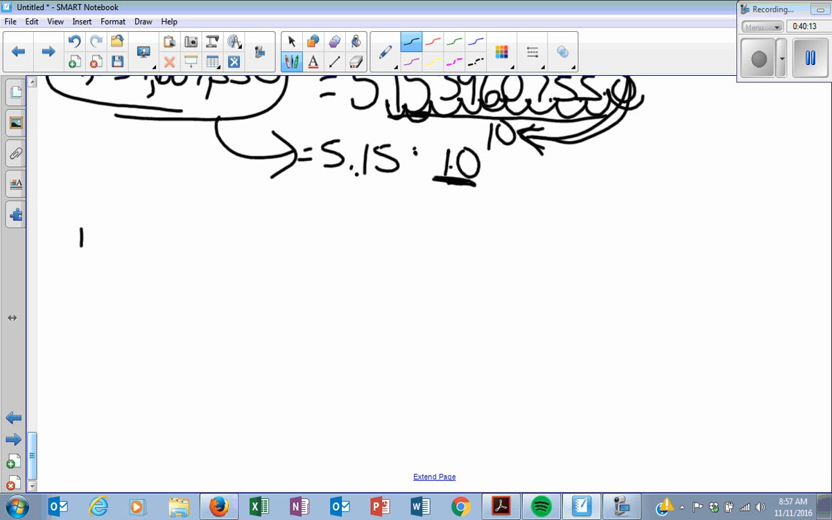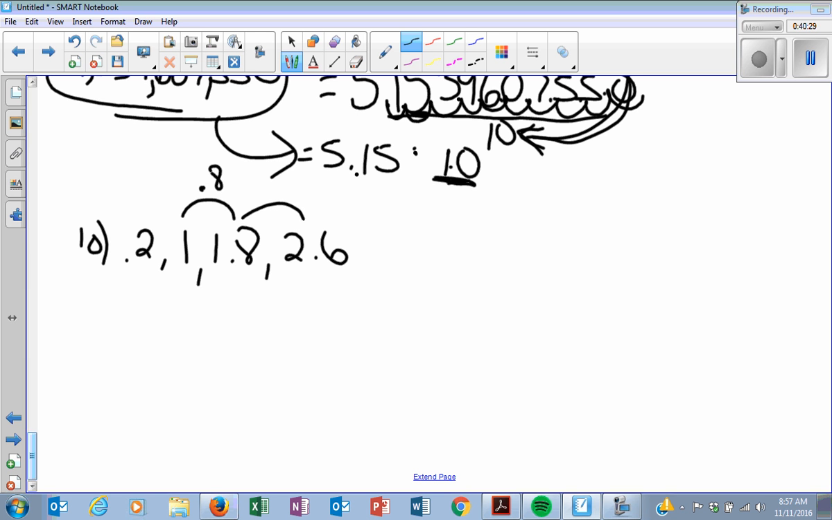All right, last one, number 10. 0.2, 1, 1.8, 2.6. So between here and here, it's really easy to see. If I add 0.8, then I get that. And if I add a 0.8, I get that. And so again, if I add a 0.8 here, since it's adding, I know it's arithmetic.